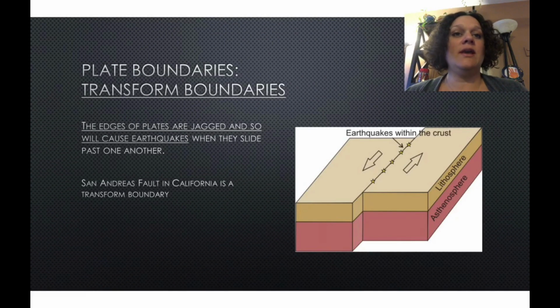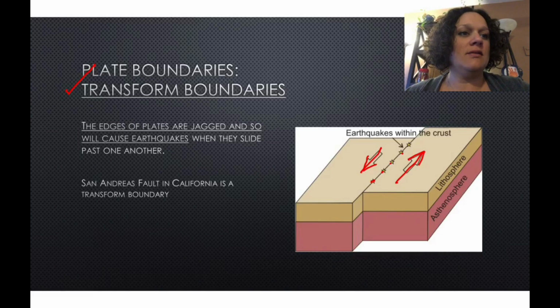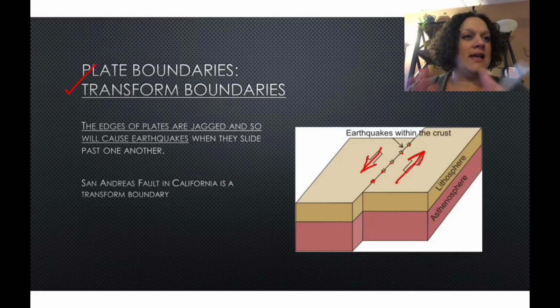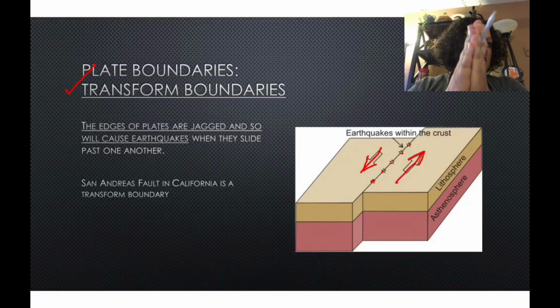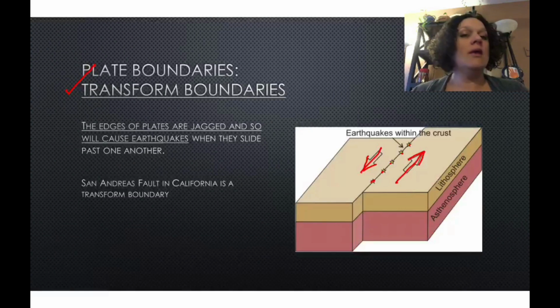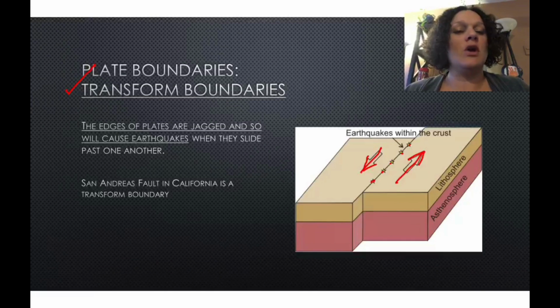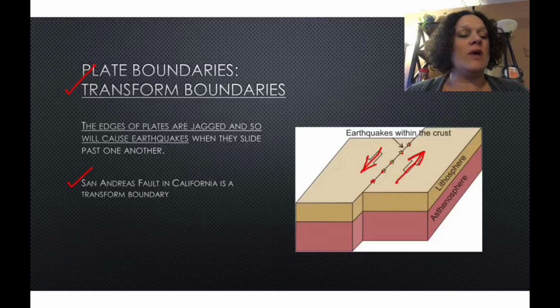Okay, let's talk again really quick about transform boundaries. Transform boundaries are these ones that are sliding past each other, next to each other, and then you end up with these earthquakes that happen. That's because they are jagged, and so they don't actually slide smoothly. They slide in jerks, and so we end up with these transform boundaries causing a lot more earthquakes than the other types. The San Andreas Fault in California, which is why California has so many earthquakes, runs all the way throughout California, and so you end up having all of these earthquakes in California.